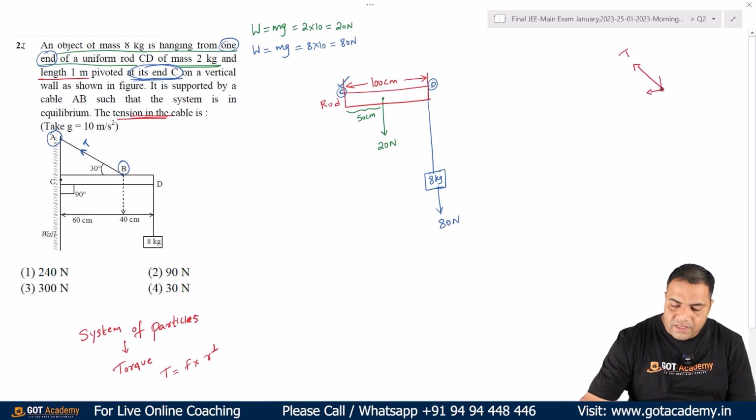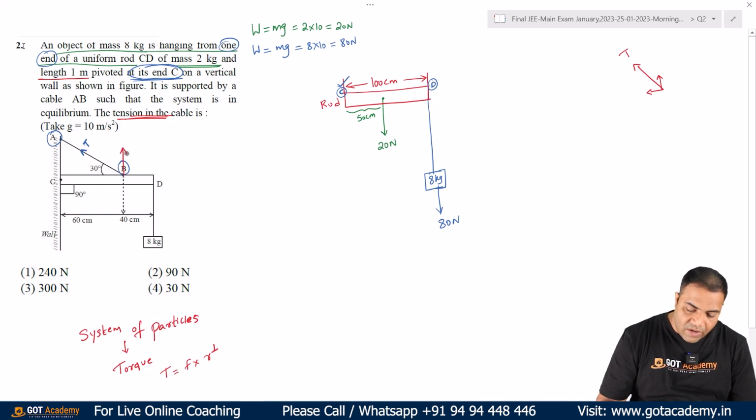Since it is going upwards, the other component is in the upward direction. So for this tension T, one component is in the upward direction. Since it is going left side, the other component is here on the left side. Like this I have to write.